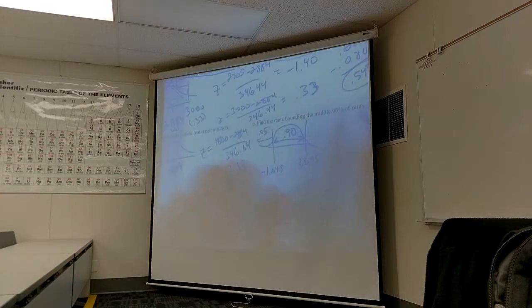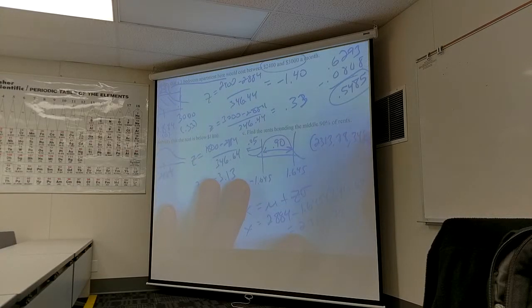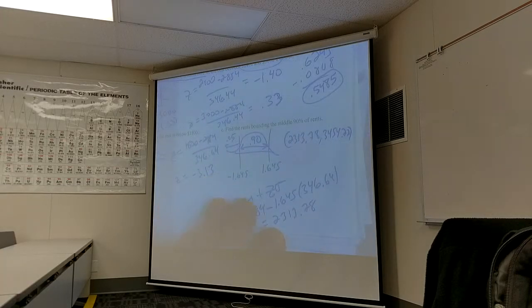So watch how I can write this. It'll be between 2313.78 and 3454.22. What form is that in? From algebra. Excellent. No, careful. It's not a point. It's an interval. It's an interval notation.